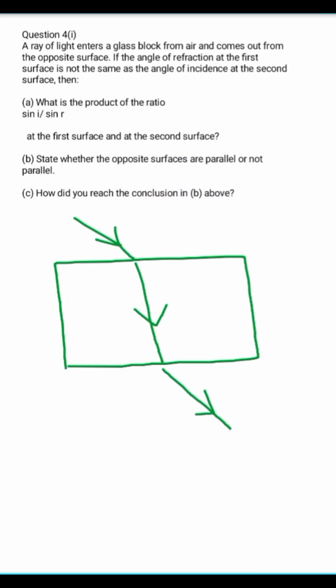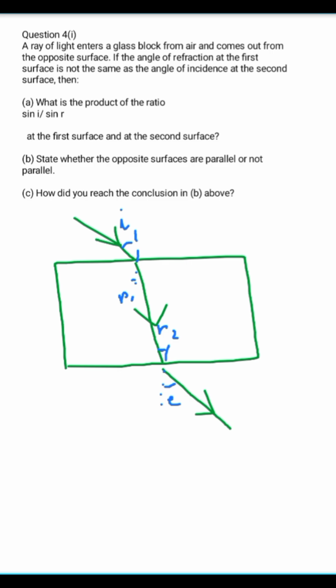So let me draw the normal. This is the angle of incidence i. This is the angle of refraction r. Let me take this as R1. Now for the second surface, this will be R2 and let me take this as e.